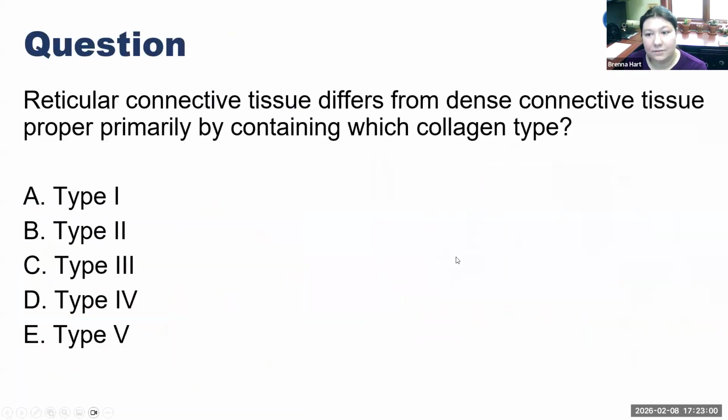Alrighty, so for our connective tissue region, reticular connective tissue differs from dense connective tissue proper primarily by containing which collagen type?